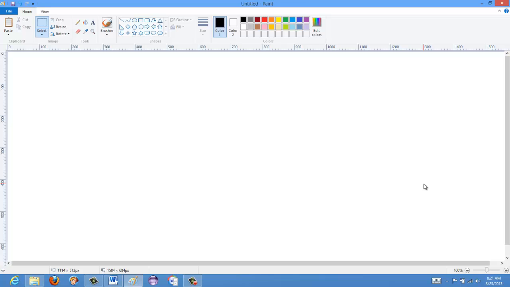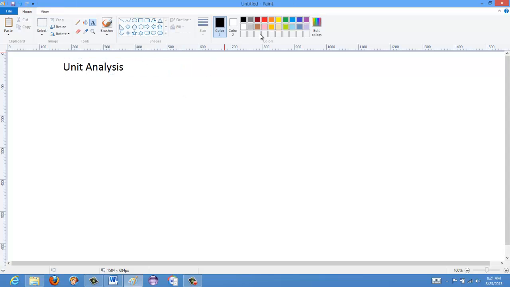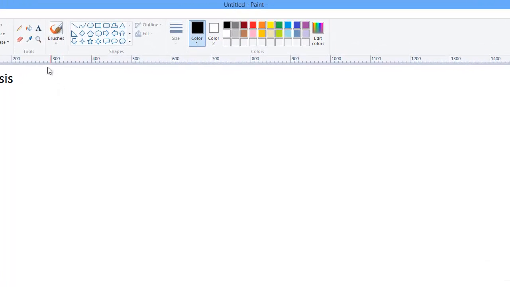Instead, what I prefer to use is a method called unit analysis. So I'll just write that here. Unit analysis. With unit analysis, it's important to know that when you're doing mathematical operations, you can do those operations on the unit as well as the number.